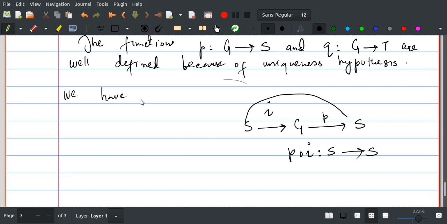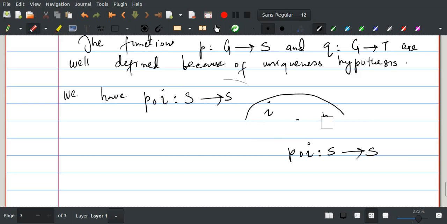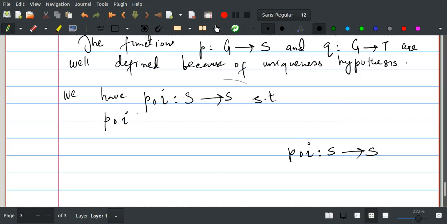Now we have P composite with I is a map from S to S such that P of I, when we operate this map on some element of S, say little s, what will we get? Now this is P of I of s. Now S is a subgroup of G, that means S is a subset of G. So we have the inclusion map.